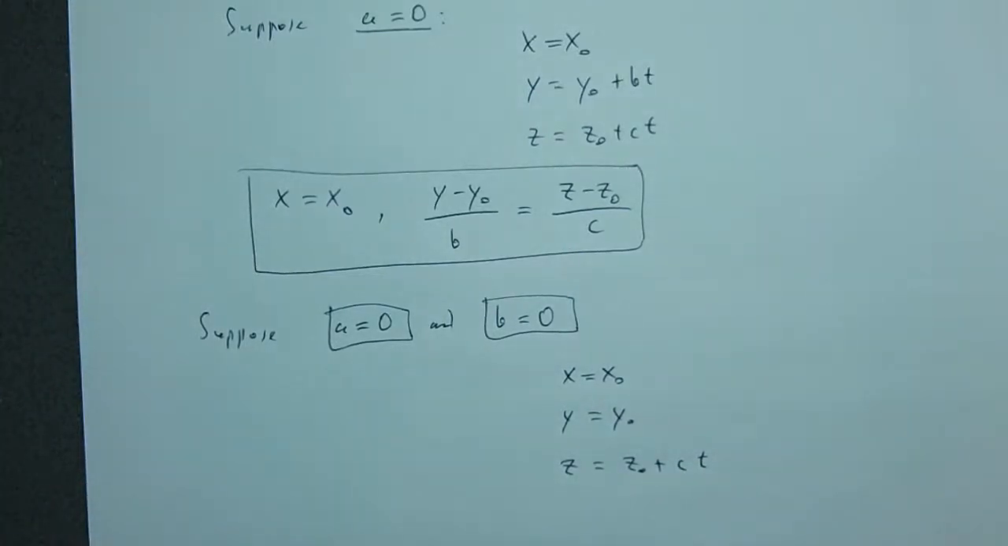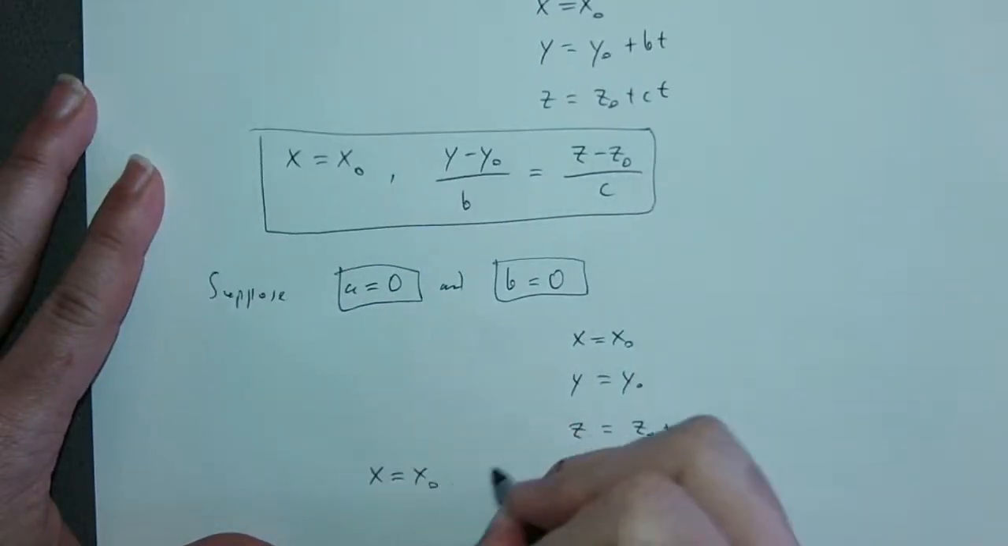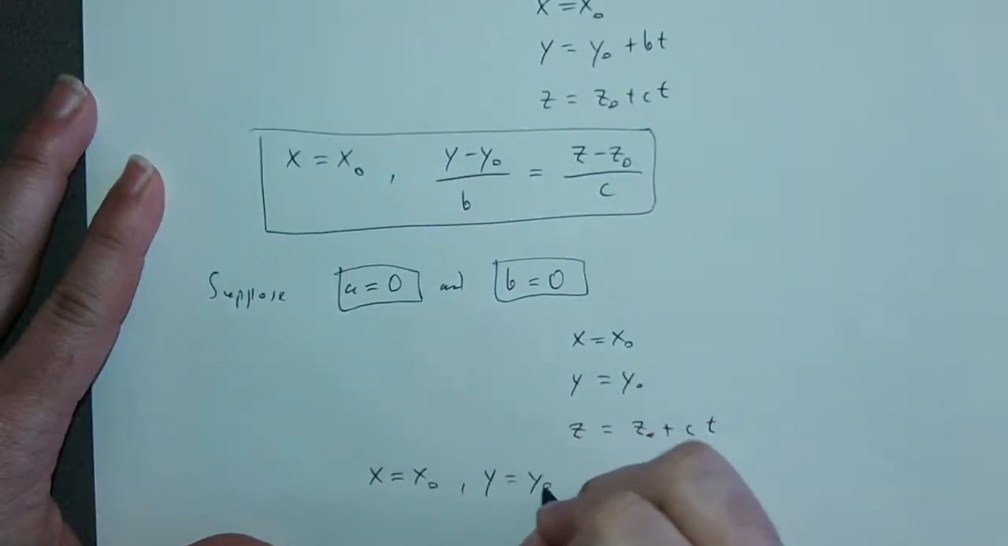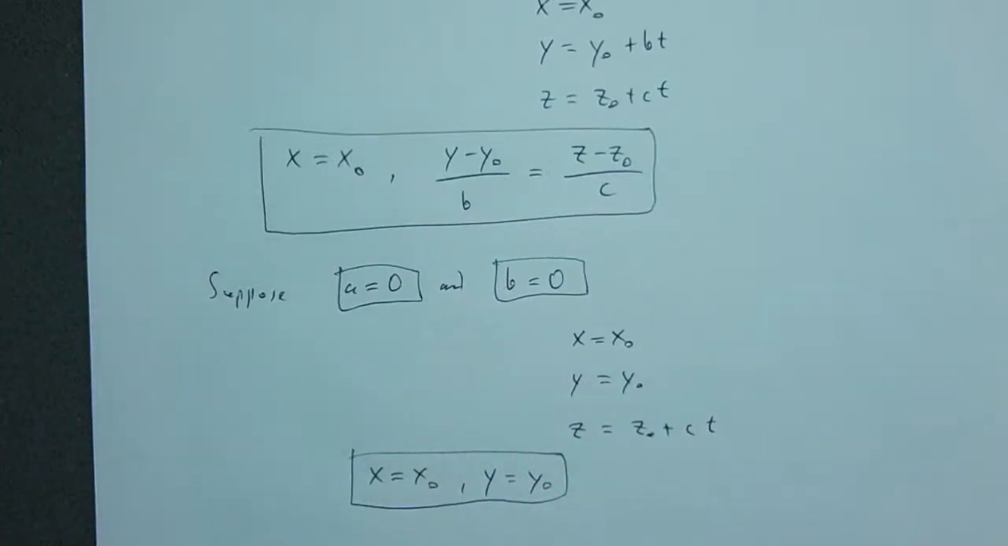How would I describe that in symmetric equations? Well, as it turns out, all I need to do is say x is equal to x naught, y is equal to y naught. I don't have to say anything about z. Why?